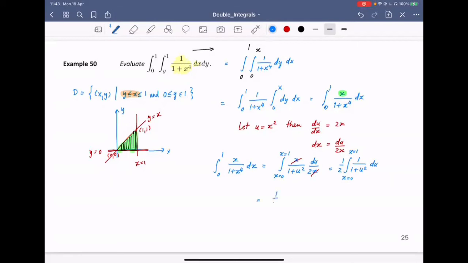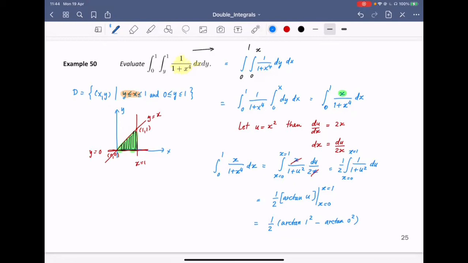And this is 1 over 2, integrate that, you get arctan u, and then x equal to 0 to 1, and that is arctan u, where u is x squared, so it is 1 squared, and then minus arctan 0 squared. Good. Makes sense? And then that will be your answer.